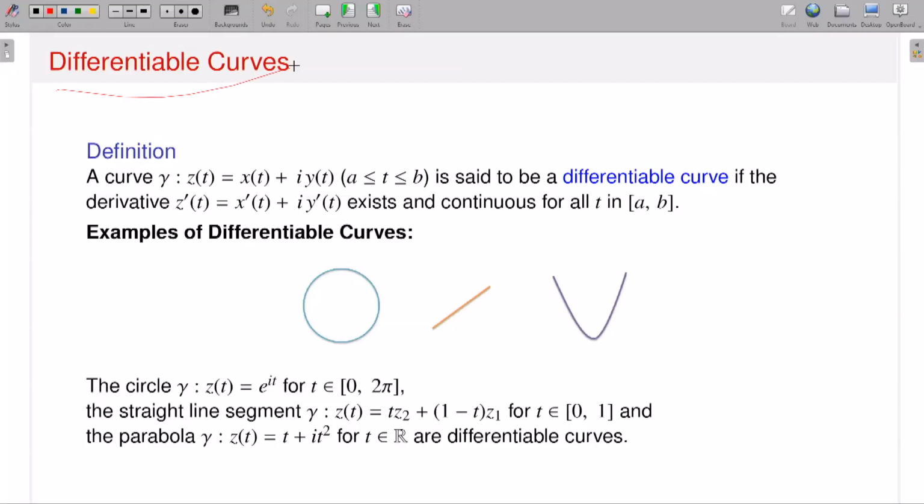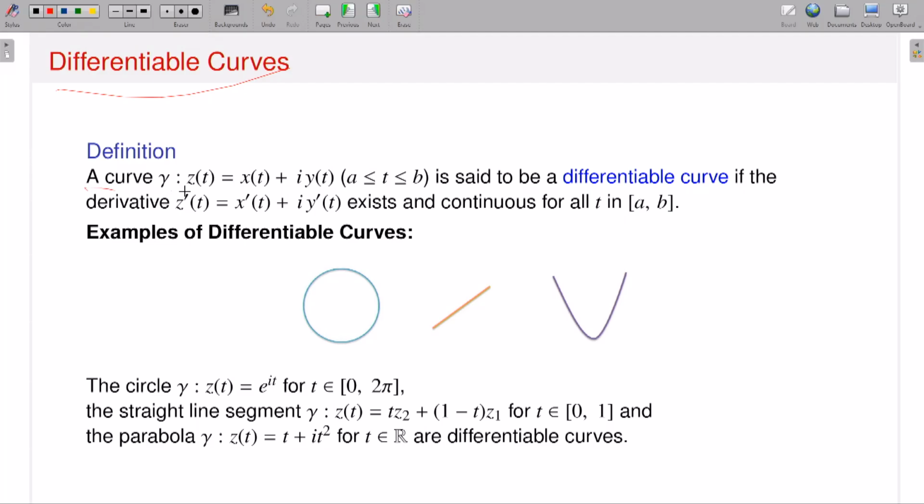Now there is a parallel notion called differentiable curve. You can check, curve means what? It is a map from some closed interval [a, b], a subset of R, to C which is continuous. Differentiable means I need one more condition. That means my function not only should be continuous but it should also be differentiable. That is called a differentiable curve.